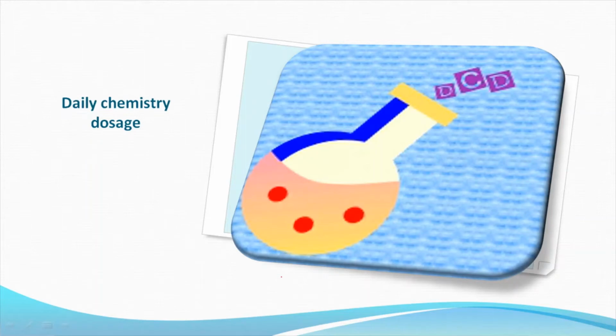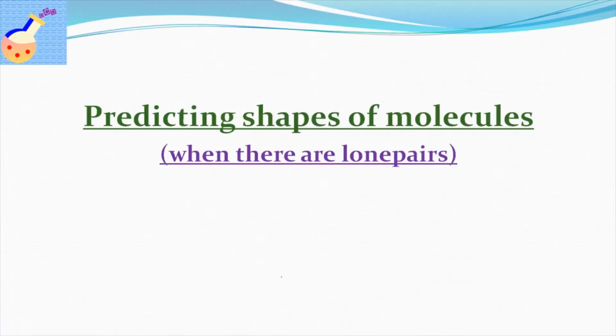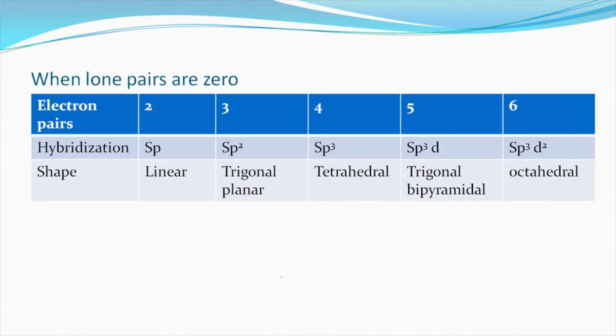In this video, I will explain how to predict the shapes of molecules when lone pairs are present. Already I have posted one video regarding the shapes of molecules when there are no lone pairs. Okay, so this is the video regarding the shapes of molecules when lone pairs are present. Carefully watch the video, then you will get a clear idea about the shapes of molecules.